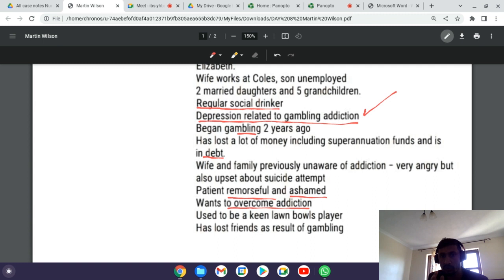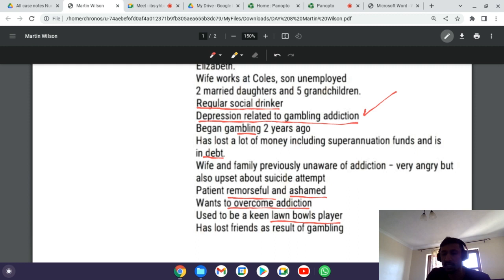Okay, used to be a keen lawn bowls player. Is that important or not? Yes, and we can use that information. That's right. So later when we are writing the paragraph, we can use that information, consider it as semi-relevant. Has lost friends as a result of gambling? Yes, of course, yes.